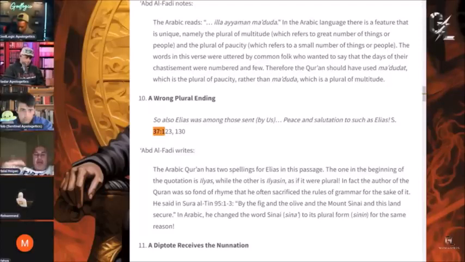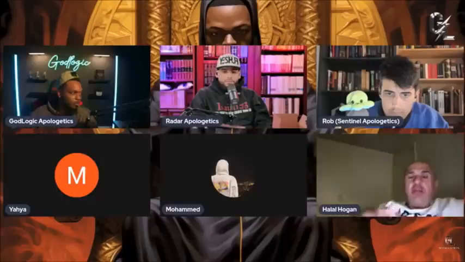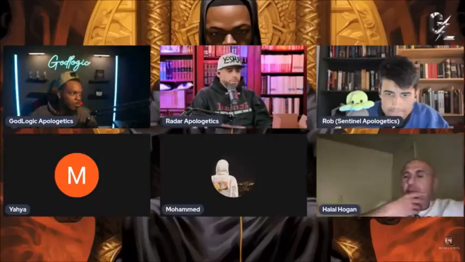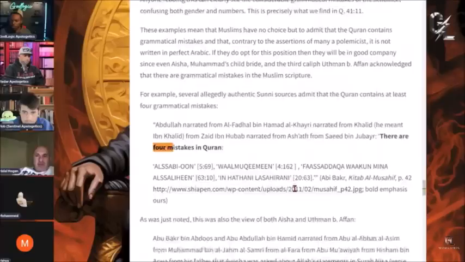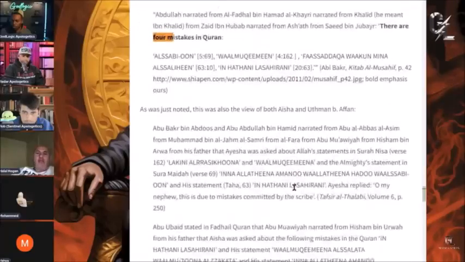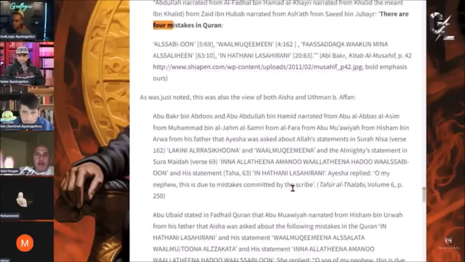When I quote Kitab al-Masahif, and you're pretty confident that the Muslims were wrong in saying there are 4 mistakes in the Quran, so they're lying too? I'll look for it. The chain for these mistakes is Sahih. In fact, do me a favor, go back to my article again. I just want to see that we didn't make it up. And notice who also admitted it: Aisha and Uthman bin Affan. They're right there. Aisha and Uthman both said there are mistakes in the Quran. Aisha and Uthman. Not Sem Shamun, not Radar.